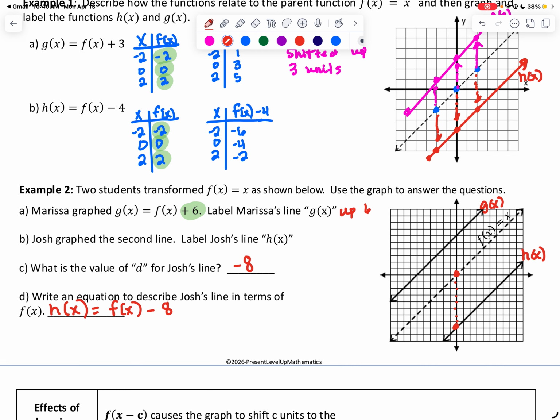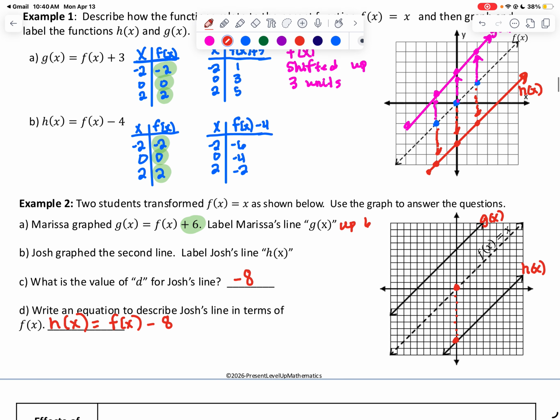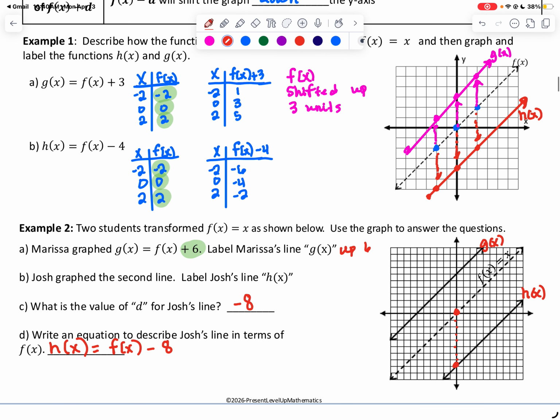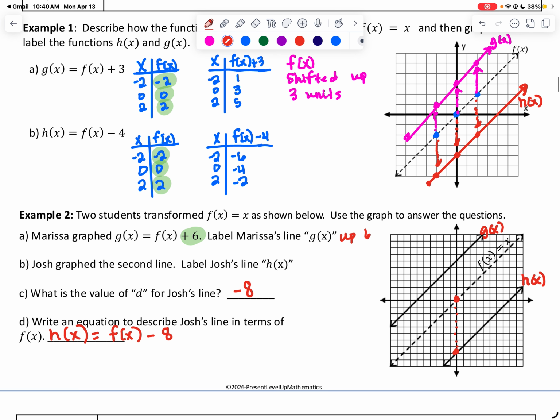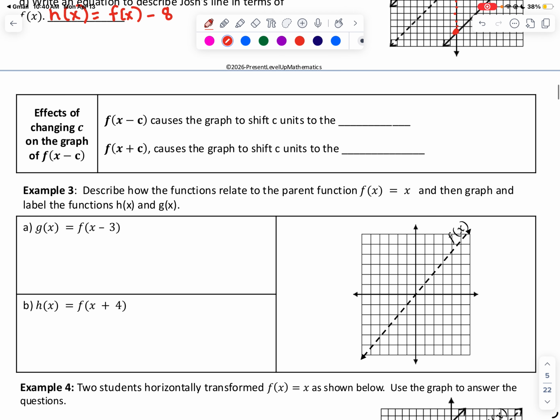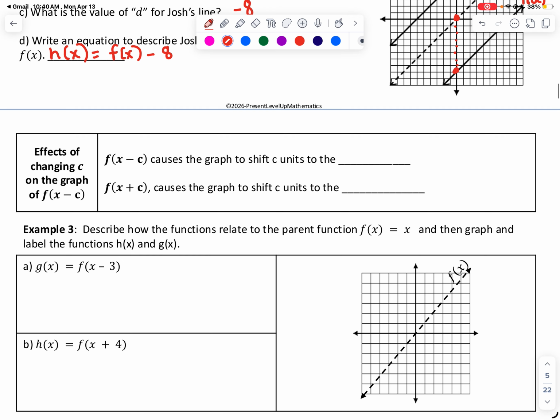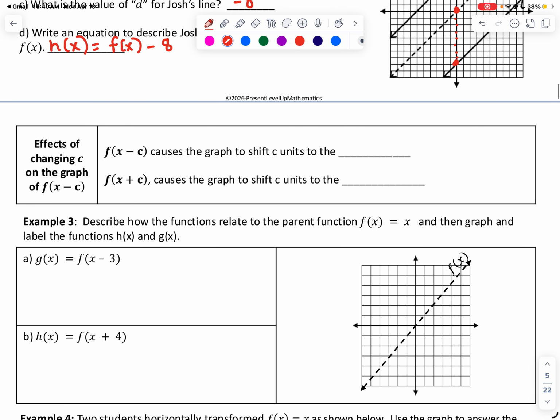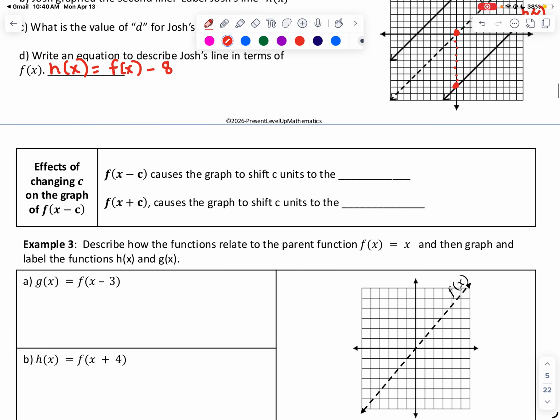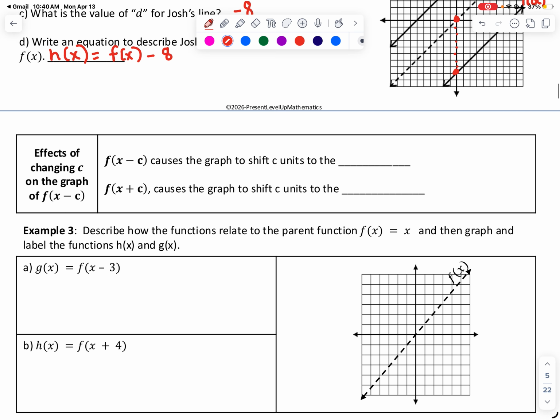All right. Now, in our first 2 examples, we looked at changing the y values. When we change the y values of our functions, the graph moved up the y-axis or down the y-axis. In our next set of examples, we're going to be changing the x values or the input values. So, effects of changing c on the graph of f of x minus c.